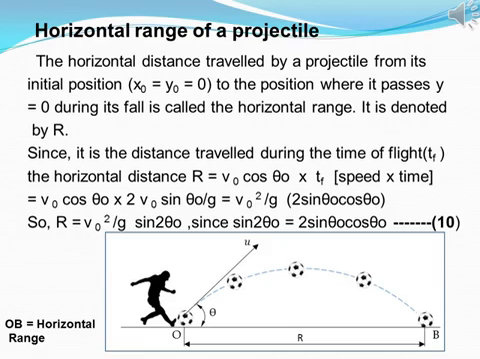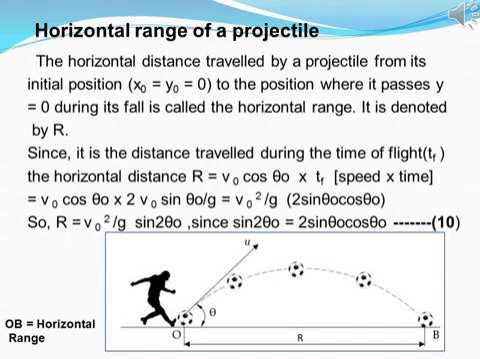And last, let us discuss how to derive the horizontal range of a projectile. The horizontal distance travelled by a projectile from its initial position x0 is equal to y0 is equal to 0 to the position where it passes y is equal to 0 during its fall is called the horizontal range, which is denoted by capital letter R.